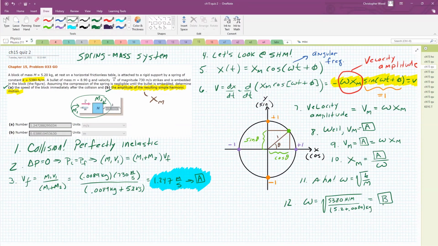53.80. All right. B. So you know what that means. Number 13. Let's go back to number 10. So here's the new number 10. This object is going to bounce back and forth with this amplitude. Okay, 0.038.